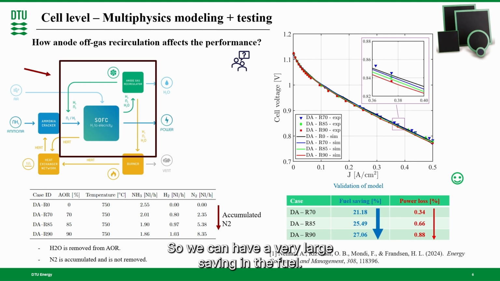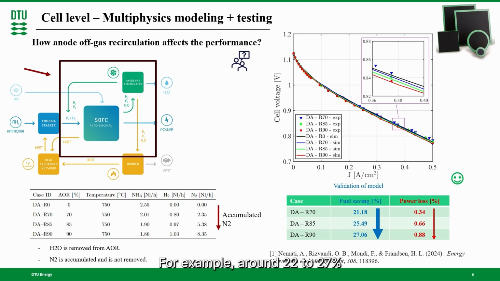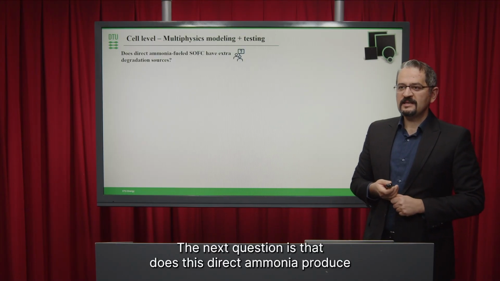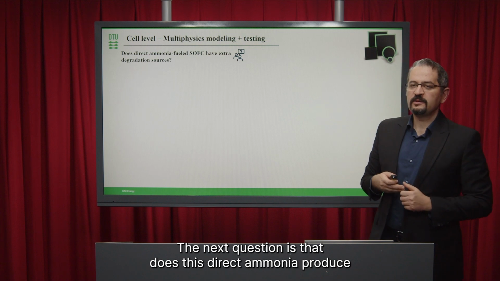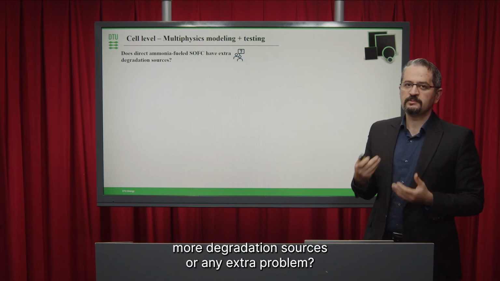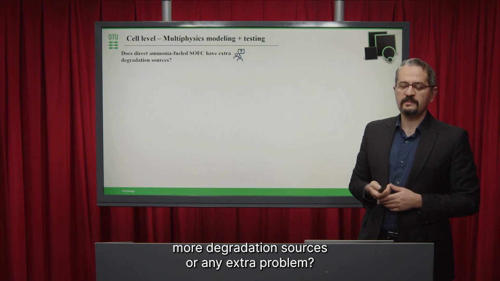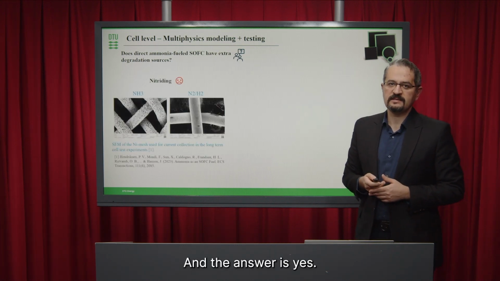So we can have a very large saving in the fuel, for example, around 22 to 27% fuel saving by this recirculation, and we don't lose that much power by this recirculation. So the next question is: does this direct ammonia produce more degradation sources or any extra problem? And the answer is yes.